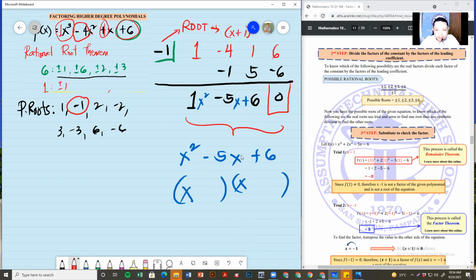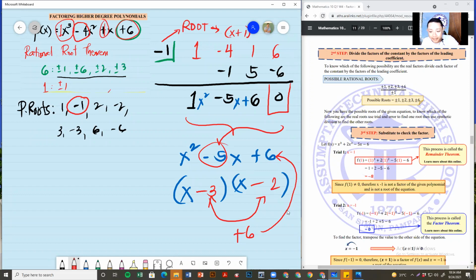What else is possible? Factors of 6 are 3 and 2. Now, how can they become negative 5 and a product of 6? What should be their signs? Very good. Both of them should be negative. Let's double check. Negative 3 plus negative 2, that's negative 5. It fits the middle term. Negative 3 times negative 2, that's positive 6. Perfect, it also fits our last term.